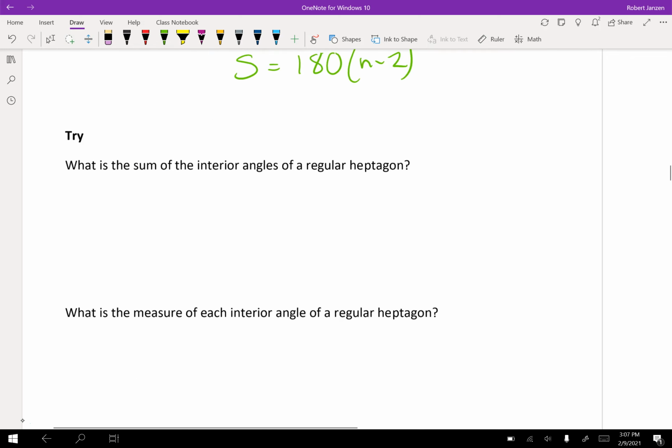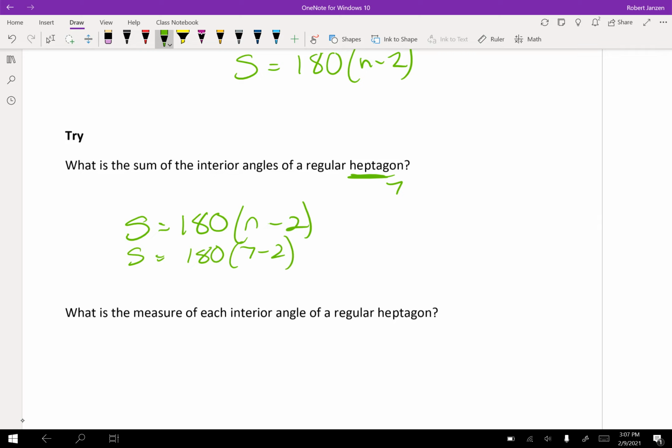So let's try a question. What is the sum of the interior angles of a regular heptagon? Uh-oh, we need to know how many sides that is. This is 7. So the sum will be 180 times (7 minus 2), right? That's our formula. Maybe I'll write the formula first. So you'd get 180 times (7 minus 2), and so the sum of all the angles would be 900 degrees.